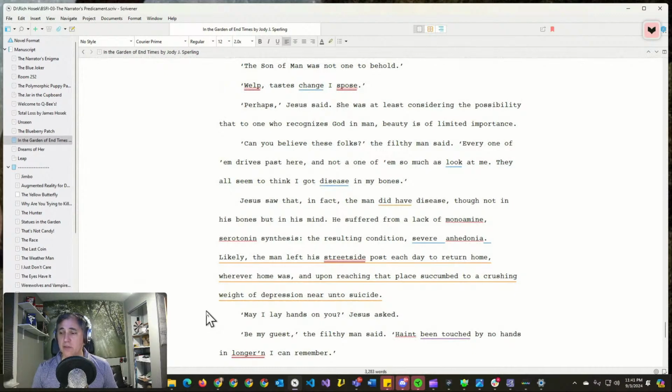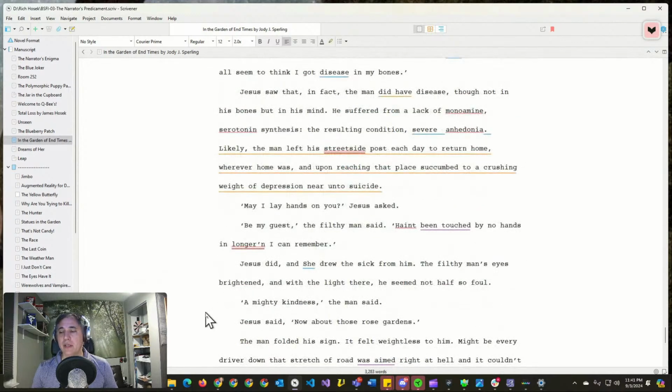"May I lay hands on you?" Jesus asked. "Be my guest," the filthy man said. "You've been touched by no hands in longer than I can remember." Jesus did, and she drew the sick from the man. The filthy man's eyes brightened, and with the light there, he seemed not half so foul. "A mighty kindness," the man said.